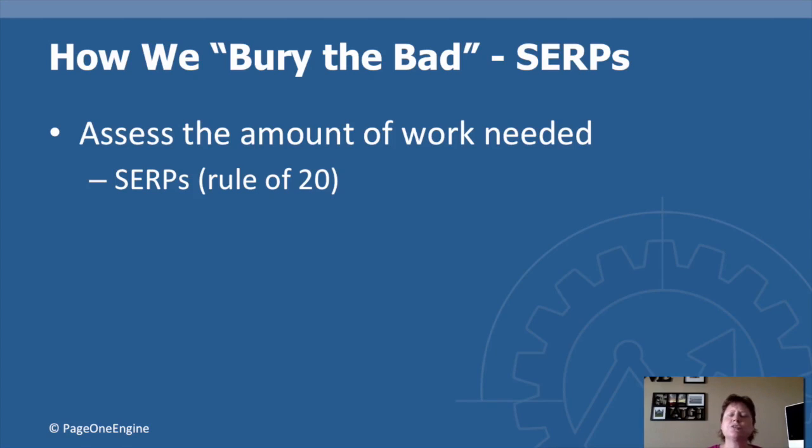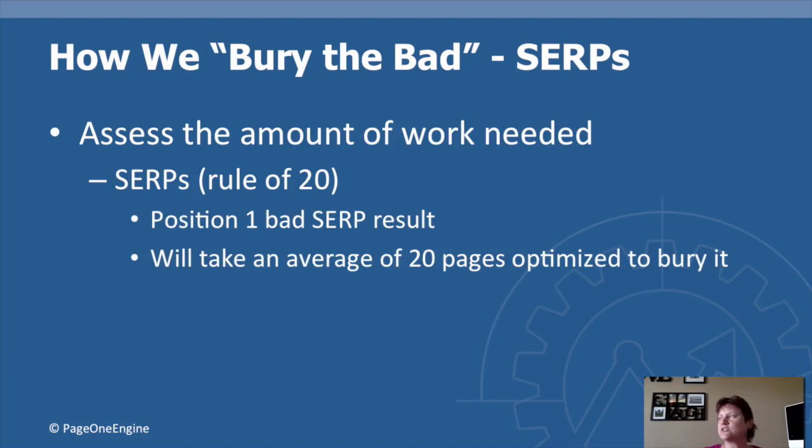But if we had 2, 3, 4 different bad things on the first page, we could possibly use the same 20 things to get rid of or bury the bad. And I'm going to demonstrate this in a minute and talk to you about it. So here's an example. If position 1 is a bad SERP result, literally we're going to take 20 pages and optimize those 20 pages to try to move them up while we move the actual bad page down.